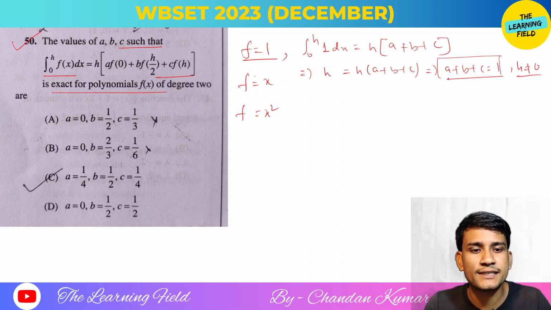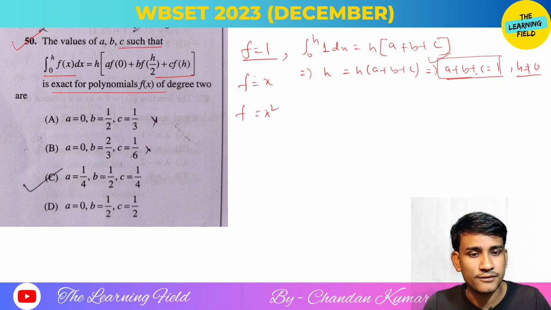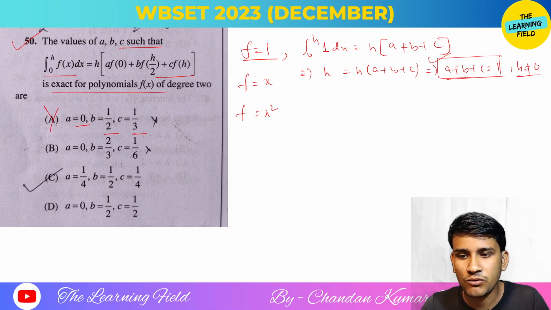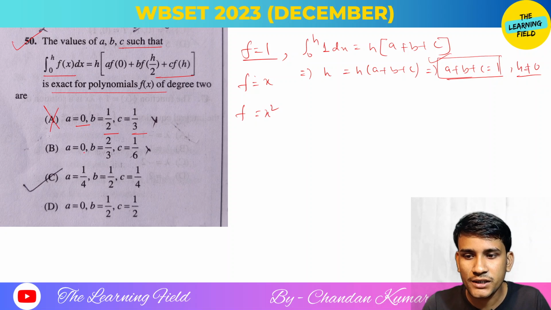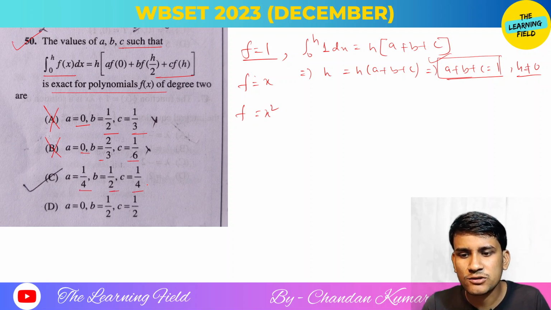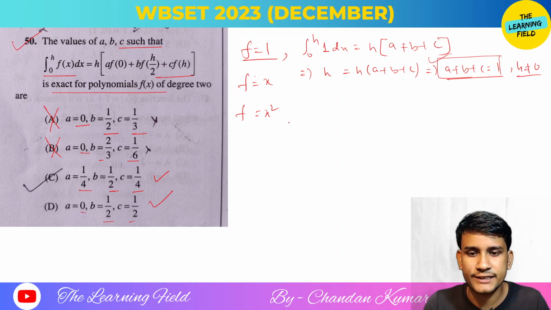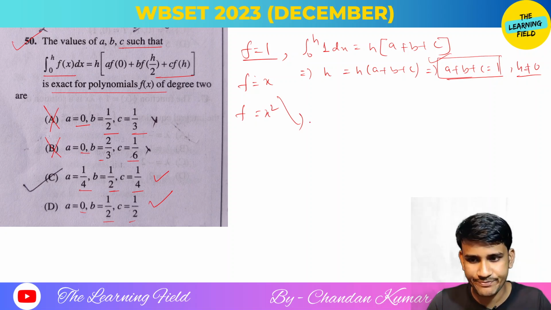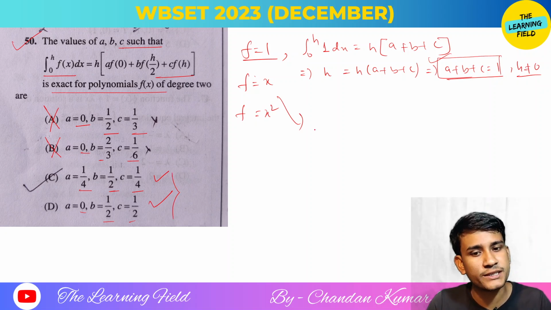So we can discard options by verifying this case, a plus b plus c equal to 1. In option A, 0 plus 1/2 plus 1/3 is never 1, so it is discarded. Option B, 0 plus 2/3 plus 1/6, is never 1 if we sum. Option C, 1/4 plus 1/2 plus 1/3, yes, this gives 1. And option D, 0 plus 1/2 plus 1/2, yes, this also gives 1. So we have only two options, C and D.